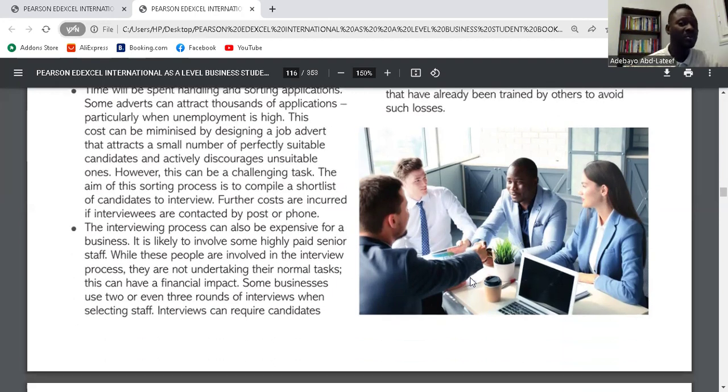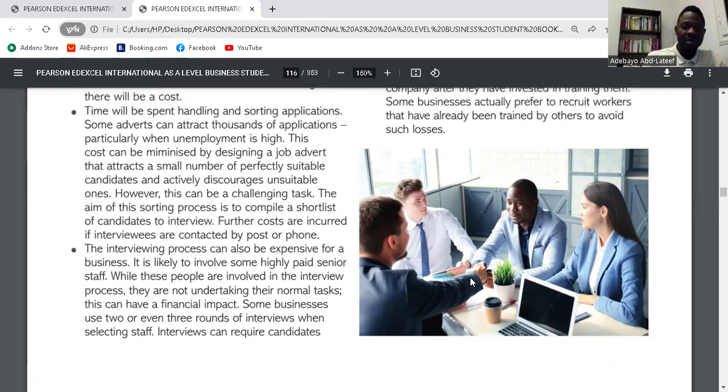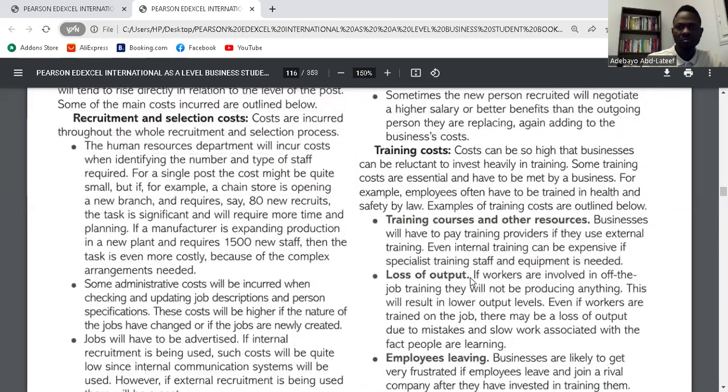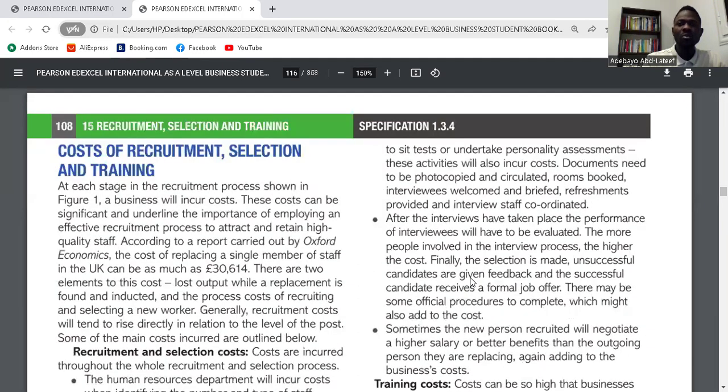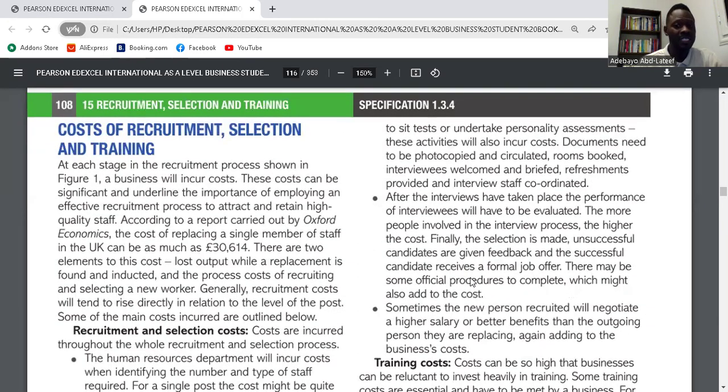The interviewing process can also be expensive for a business. It is likely to involve some highly paid senior staff. While these people are involved in the interview process, they are not undertaking their normal tasks. This can have a financial impact. Some businesses use two or even three rounds of interviews when selecting staff. Interviews can require candidates to sit tests or undertake personality assessments. These activities will also incur cost.